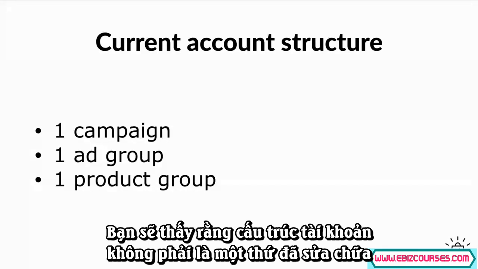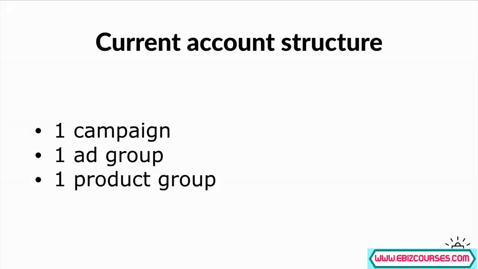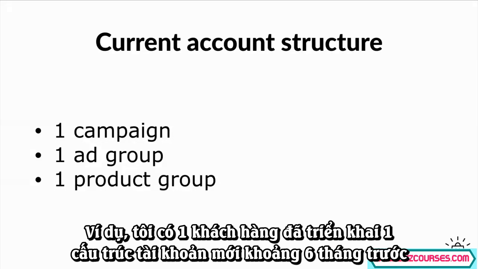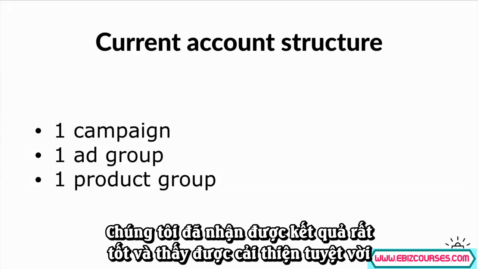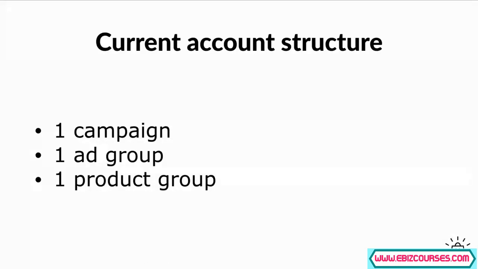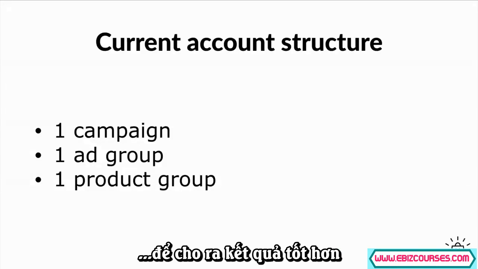So you'll see that account structure isn't really a fixed thing. It evolves as you get smarter about your campaigns and as you see what's performing well in your campaigns. So for example, I have a client where I implemented a new account structure about 6 months ago, and we had great results and we saw great improvements, but now actually the growth has plateaued in that account. So we're looking at defining a more detailed account structure to have even better results.